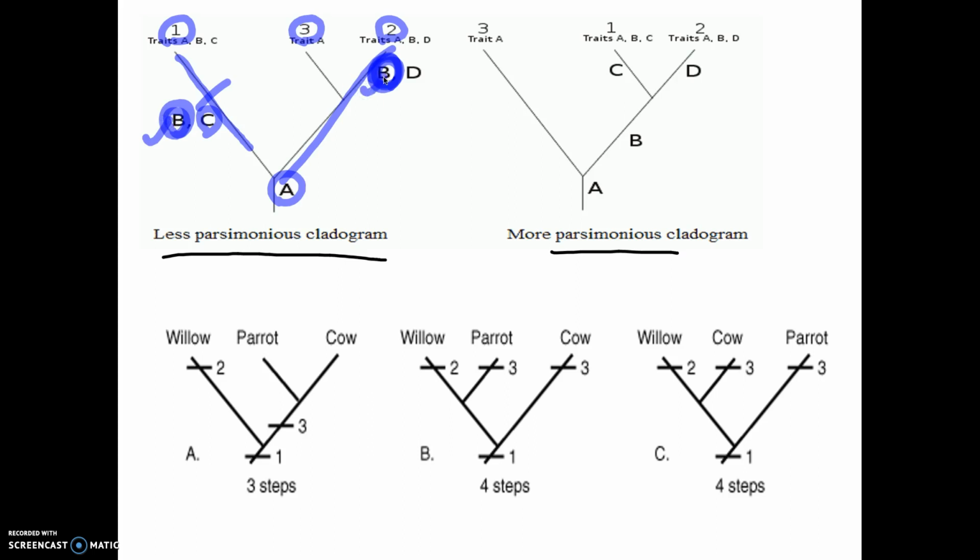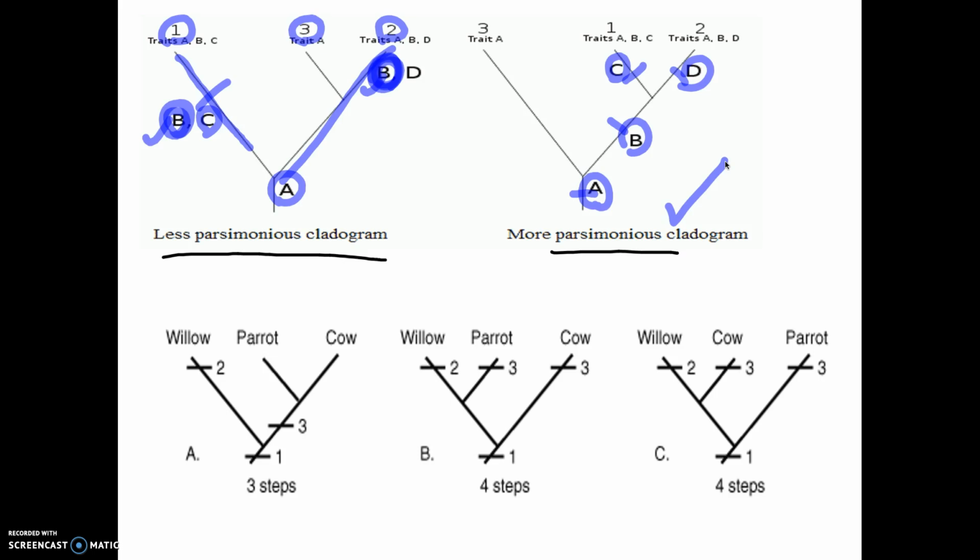Now, that is a possibility, but if there's a way to draw this tree where event B only happens one time, like the tree on the right, where A happened here, then event B happened, then event C happened, and event D happened, this tree would be the one evolutionists would say is more parsimonious, or the more correct tree, the one that makes more sense. It makes way more sense for this mutation to have happened once than to have randomly happened twice.